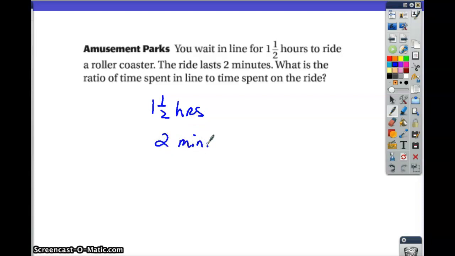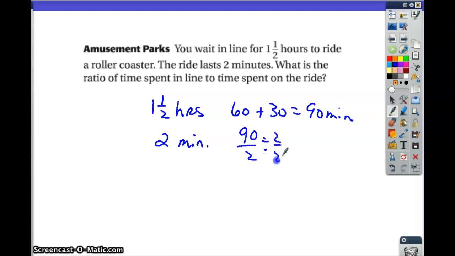When you're doing ratios, you must have them in the same units. So we need to convert hours to minutes here. You know 1 hour is 60 minutes, and then half an hour is 30 minutes. So that leaves us with 90 minutes. Now our ratio is 90 to 2, which we can both divide by 2 and end up with the ratio of 45 to 1 of time spent in line to time spent on the ride. So there's your ratio of 45 to 1.